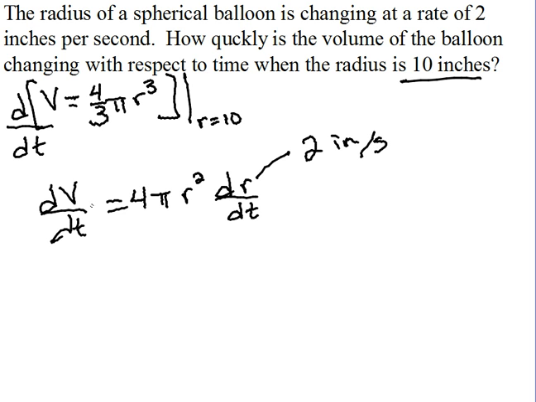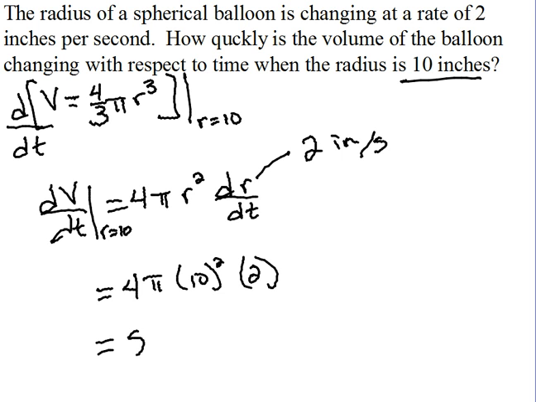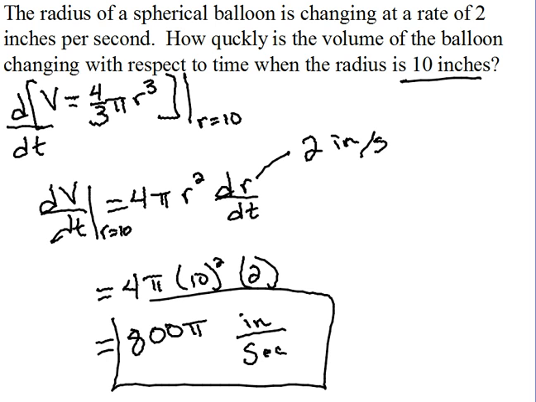To evaluate this at r equals 10, we simply plug in. So the rate of change of the volume with respect to time when the radius is 10 inches is 4 times pi times 10 squared times 2. And when you multiply all these together, 10 squared is 100, times 2 is 200, times 4 is 800. So this is simply 800 pi, and what are the units here? Cubic inches per second. And if you wanted to put that as a decimal, you could. It would be around 2,400.